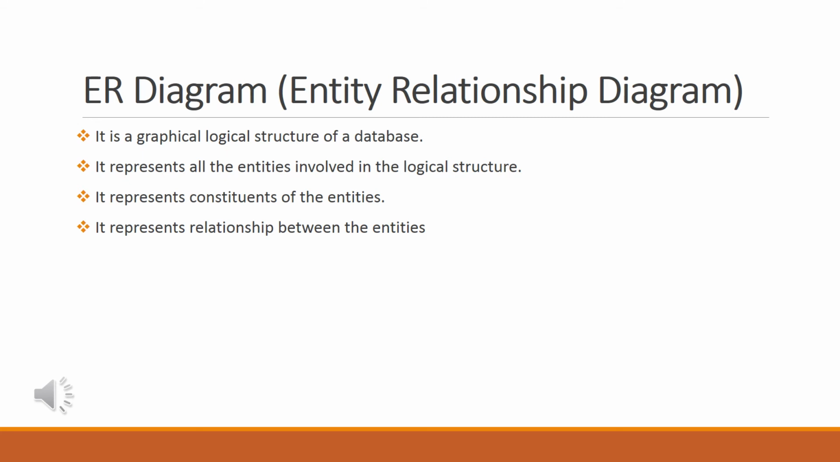So an ER diagram is a graphical logical structure of a database. It represents all the entities involved in the logical structure. It represents the constituents of the entities, and it represents the relationships between the entities. Here we will talk about the entities, the attributes, and the relationships. Why are we talking about these things? Because all these things comprise and make up the entity relationship diagram.